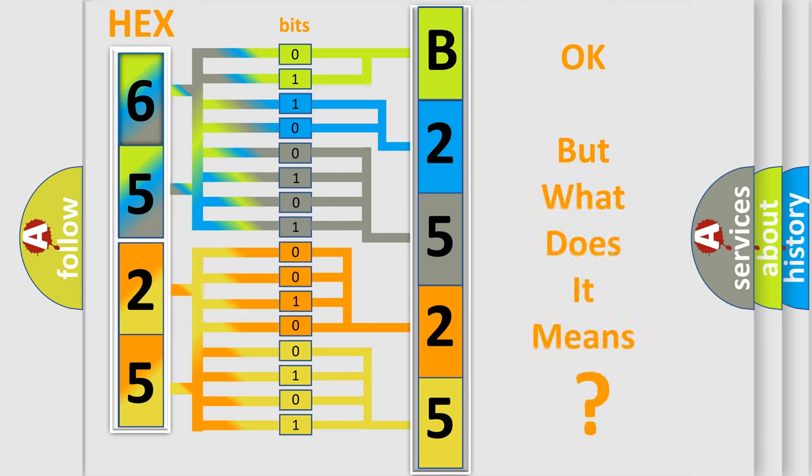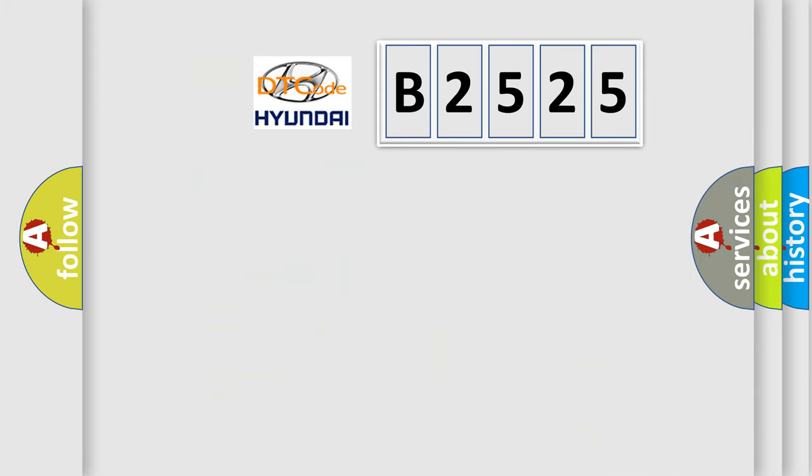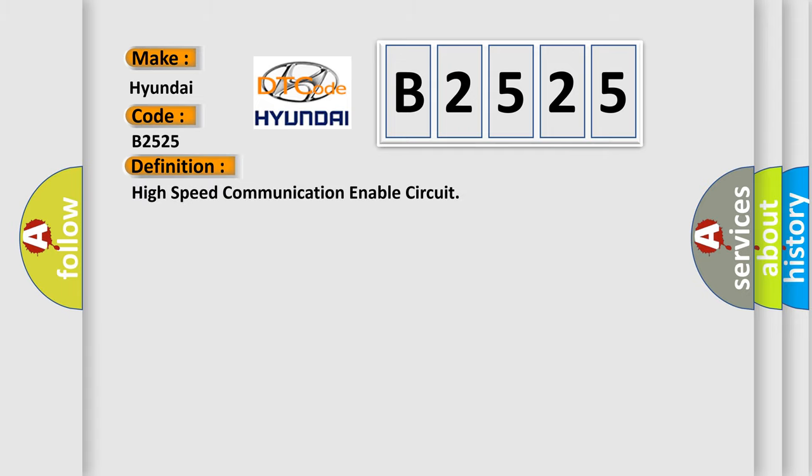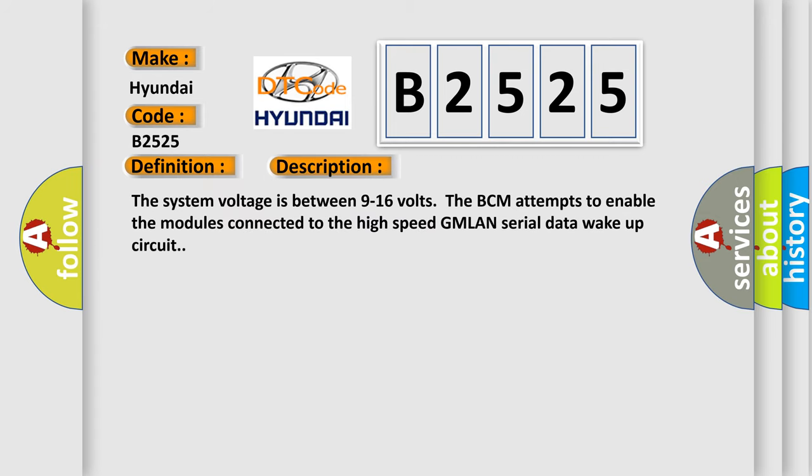The number itself does not make sense to us if we cannot assign information about what it actually expresses. So, what does the Diagnostic Trouble Code B2525 interpret specifically for Hyundai car manufacturers? The basic definition is high-speed communication enable circuit. And now this is a short description of this DTC code.